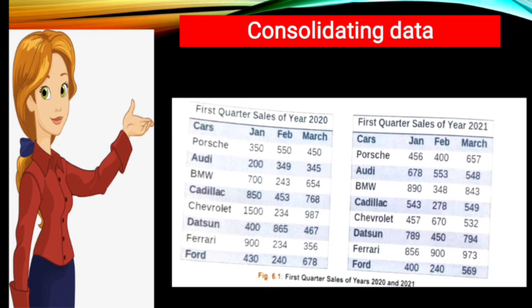Next is consolidate data. Consolidate data, firstly, is a first quarter. We read the theoretical points. Now the practical points: there are two worksheets. First quarter sale of year 2020 is our first worksheet, and first quarter sale of year 2021 is the second worksheet. You can see here the column names and field names are the same, and that is our product list.